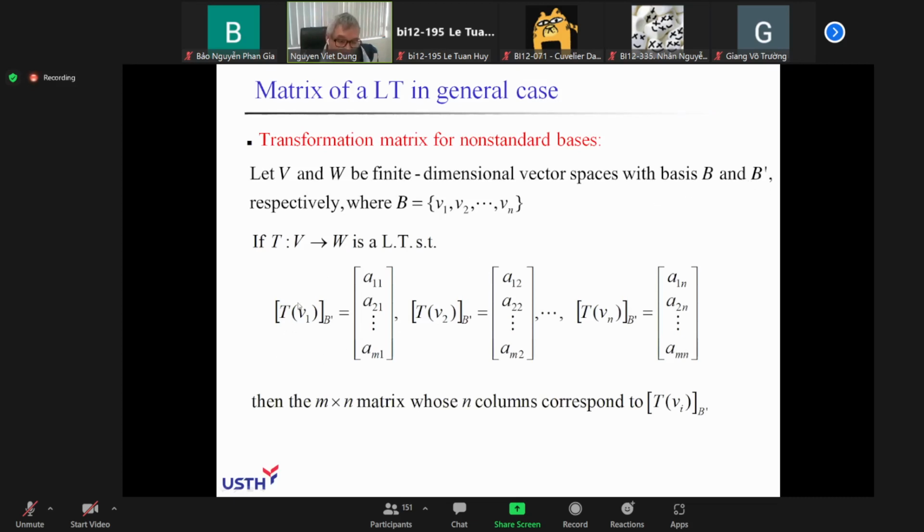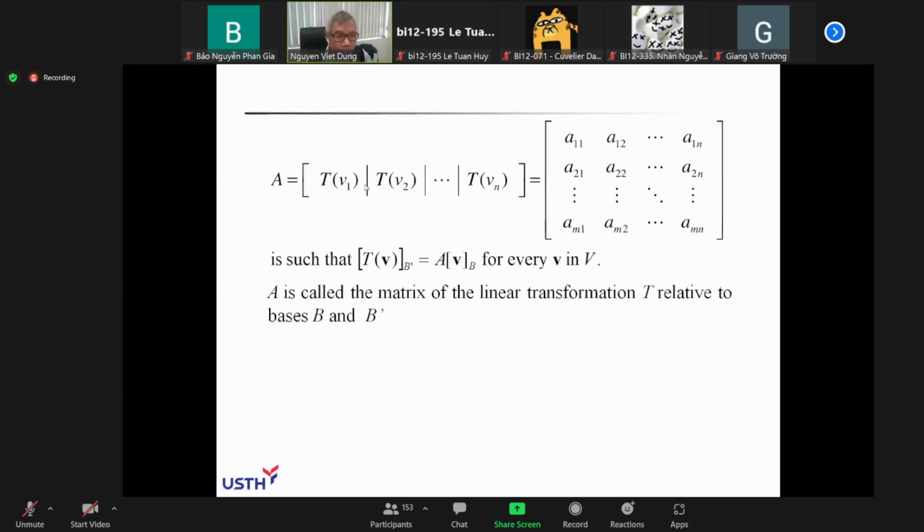So we can write down the coordinate column of T of V1 relative to the basis B prime, and we get the column here. Similarly, for T of V2, the coordinate column relative to the basis B prime will be here. So we get n columns and we put them side by side. You get a matrix, again denoted by A. It is here. And we call it the matrix of the linear transformation T relative to the basis B and B prime. And more than that, A will satisfy that formula.